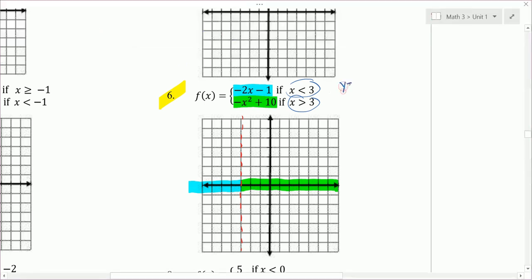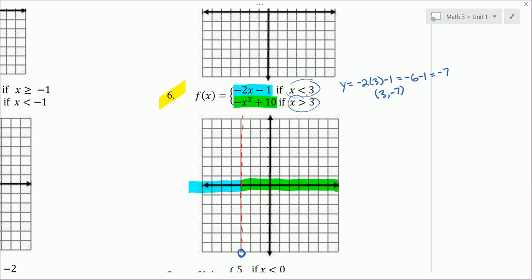So y is going to be, if using the top one, negative 2 times 3 minus 1, which is negative 6 minus 1, or negative 7. So (3, negative 7) is something I want to graph. So 1, 2, 3, 4, 5, 6, 7, right there. Okay, that's part. I'm going to put an open circle there because it's not equal at that point, but that's where our left side is going to end.